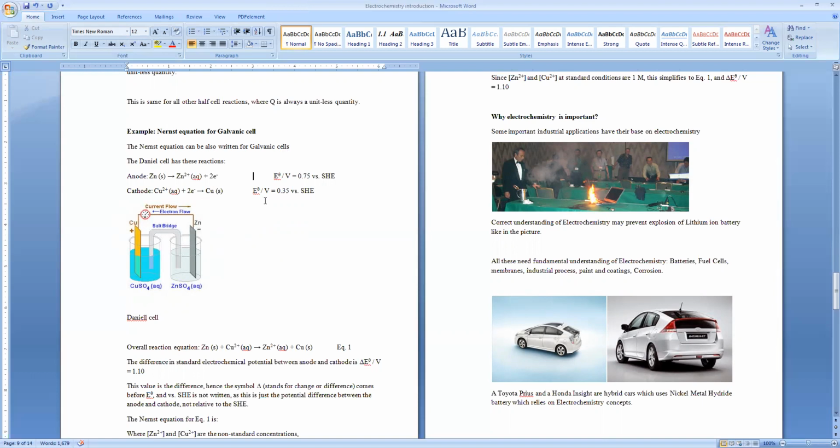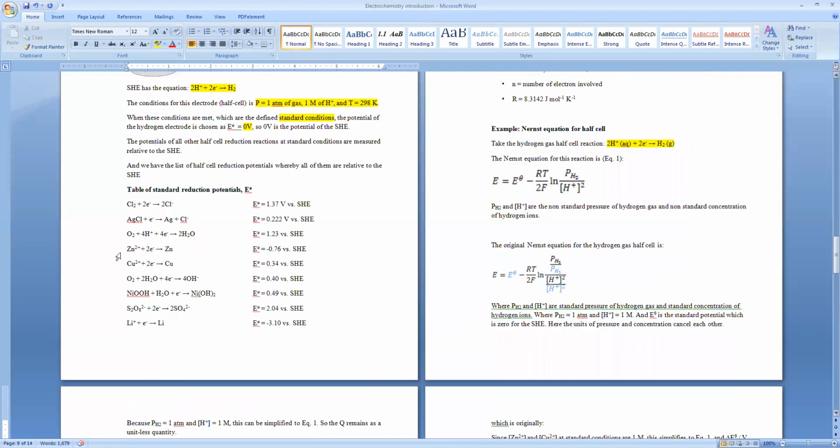Now, for example, here we have the zinc anode. When zinc metal is oxidized, it releases 2 electrons and becomes zinc ion. From the table of standard potentials, for zinc: zinc 2 plus ion plus 2 electrons becomes zinc metal. It is minus 0.76 volts.